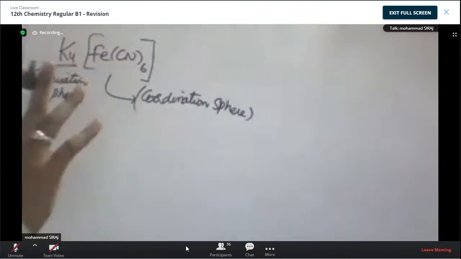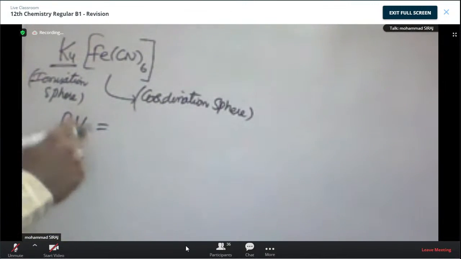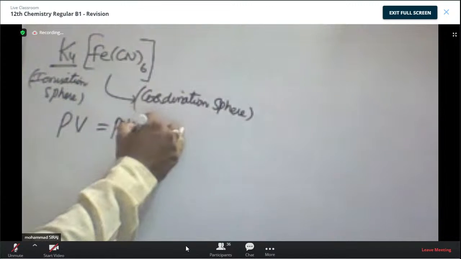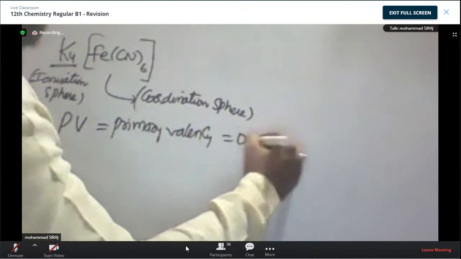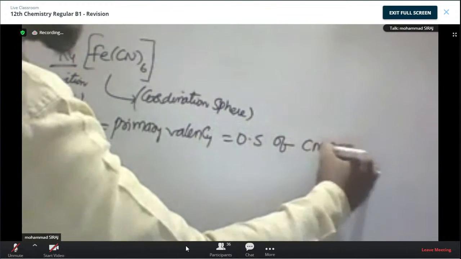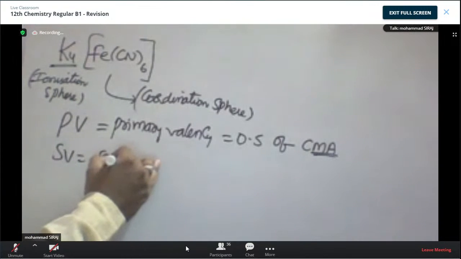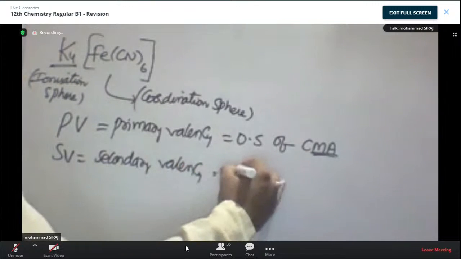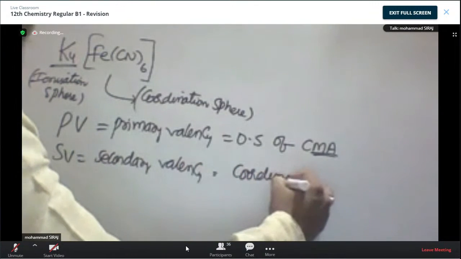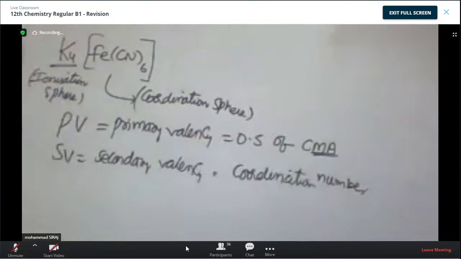Here Werner has given 2 points. The first one is PV, which is the primary valency. Primary valency is nothing but the oxidation state of the central metal atom. SV is the secondary valency. Secondary valency is nothing but the coordination number.